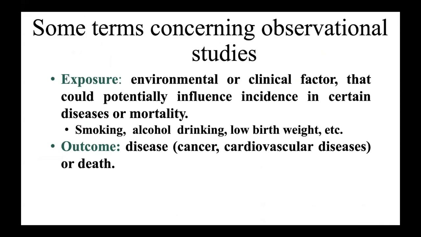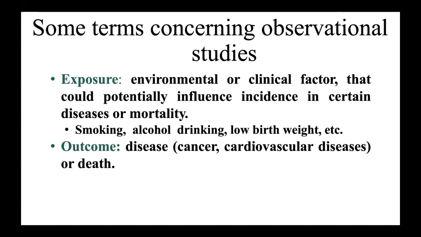that could potentially influence the incidence of certain diseases or mortality, like smoking, like alcohol, like COVID, like viruses, like smoking that causes low birth weight. So these are the exposures. Outcome means, when smoking, you want to see cardiovascular disease. In smoking, you want to see the association with cancers, lung cancer, that is the outcome.